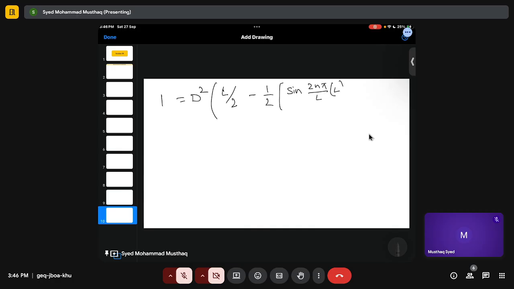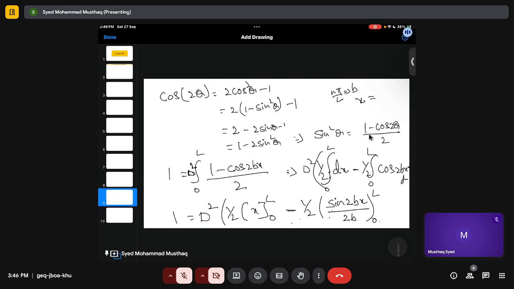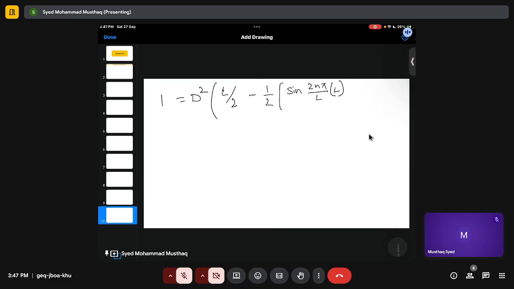So the first limit and the final limit, the initial and final limit. My final limit is this upon 2n pi by L, minus sine. Now the initial limit is 2n pi by L times 0 upon 2n pi by L. And you know sine 0 is 0.